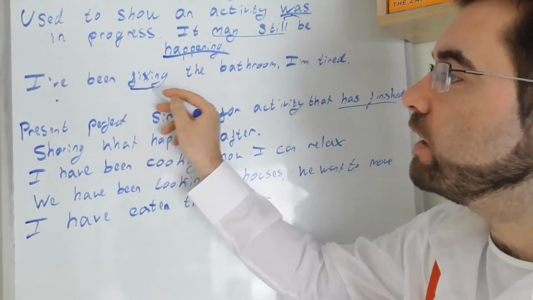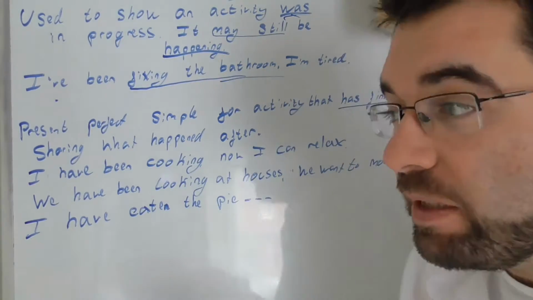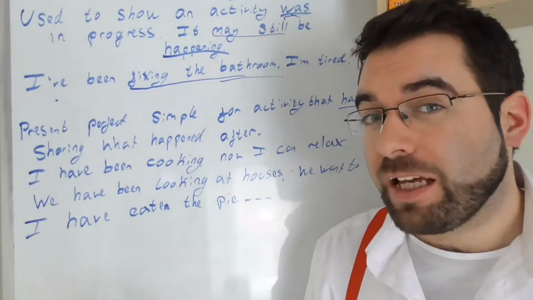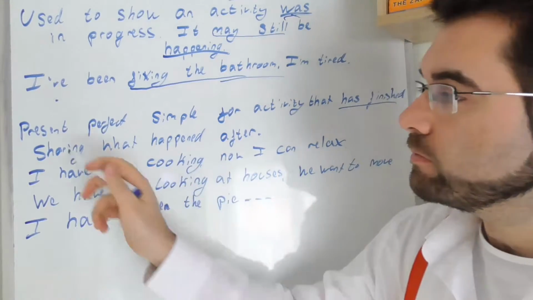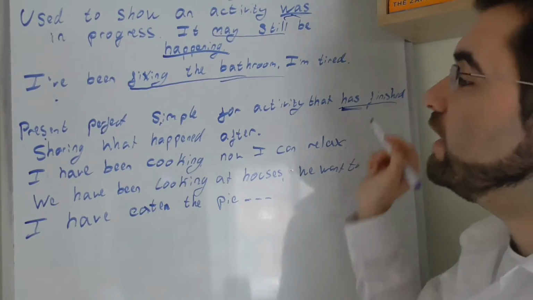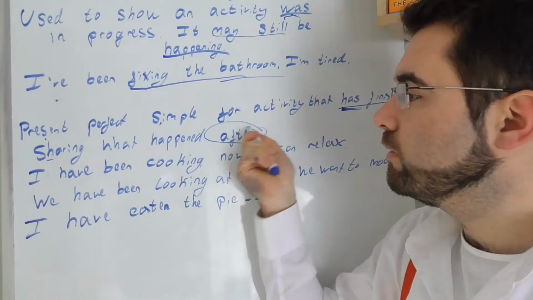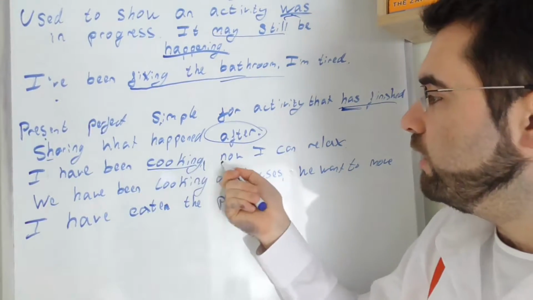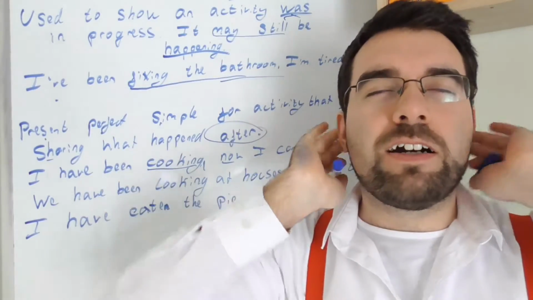I have been fixing the car, or I've been fixing the bathroom. I'm now tired. I've been cleaning the cat. I've been walking the dog. Maybe still happening. Maybe not. But interestingly, however, the present perfect simple is used for an activity that has indeed finished, but then sharing what happened afterwards. I have been cooking. Now I can relax.